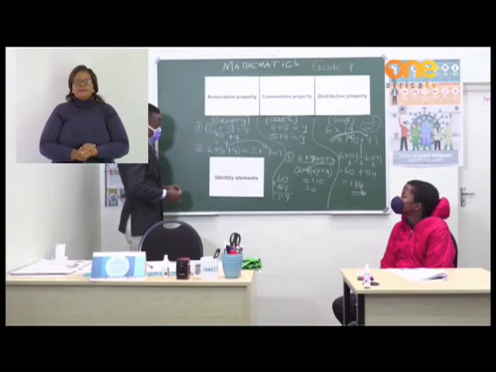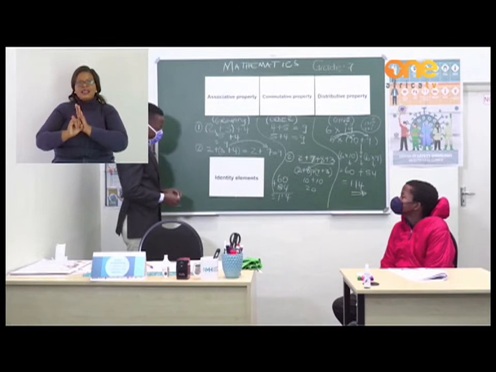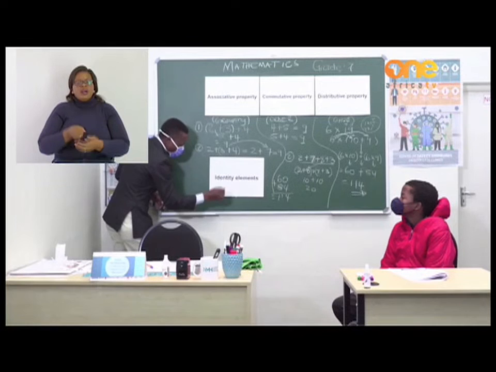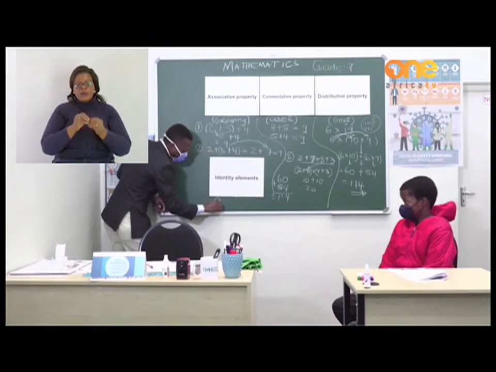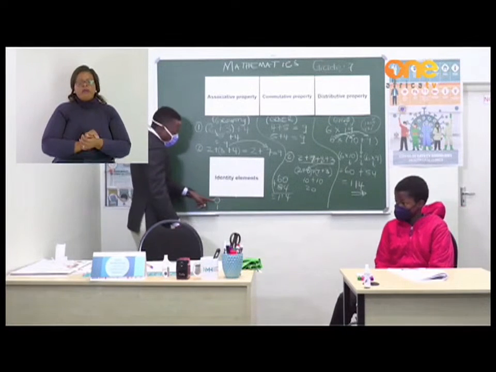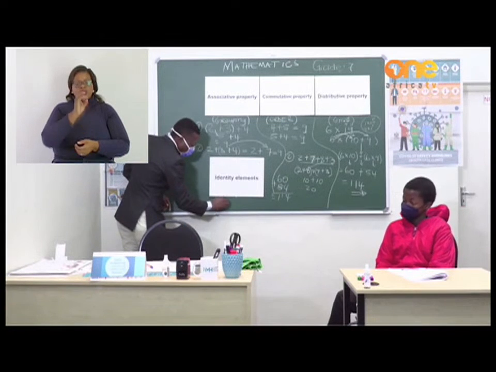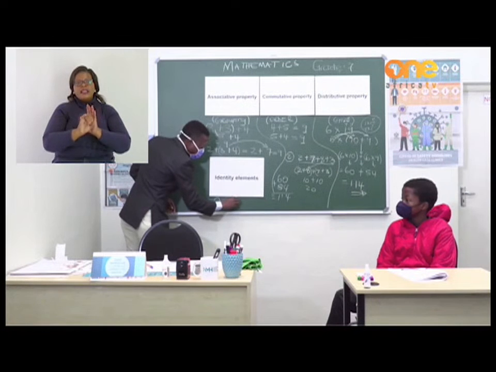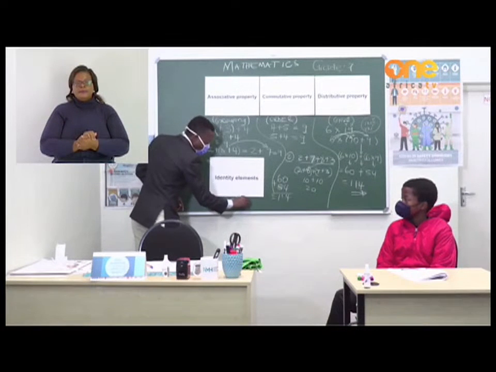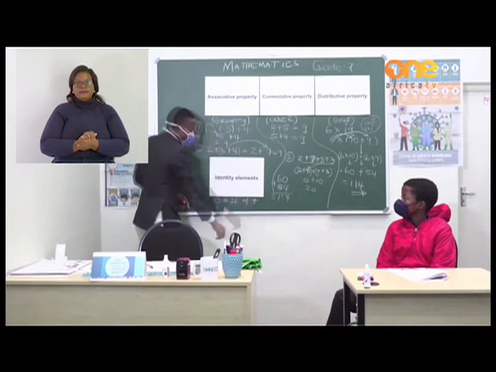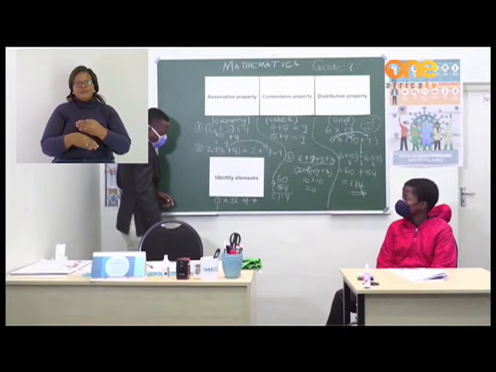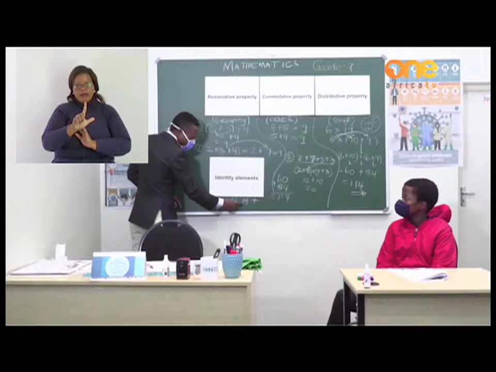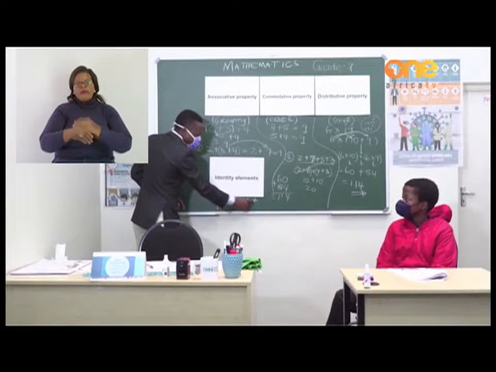The last part is identity elements, and this is very short. We are trying to say we have 2 numbers, we have 0 and we have 1. We said 0 is an identity element of addition. 0 is an identity element of addition.